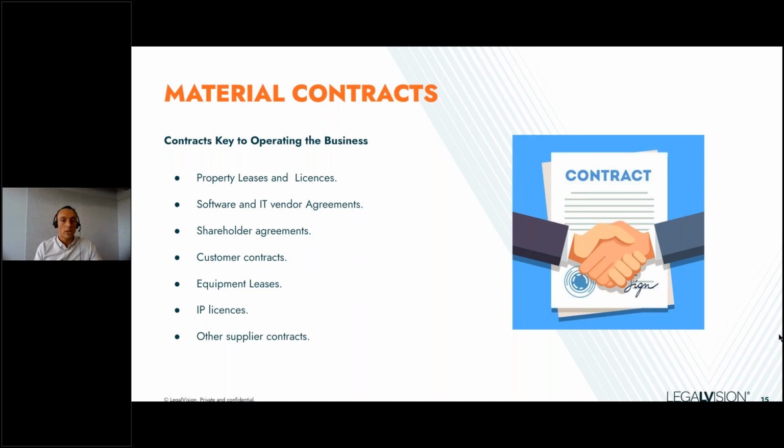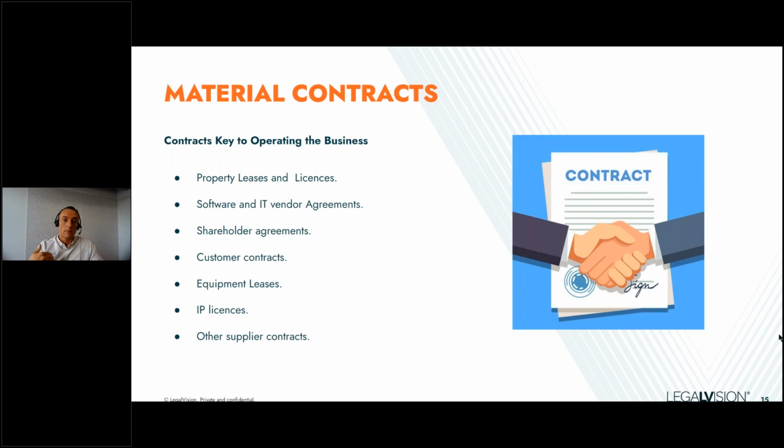Looking through real property leases and licenses for business premises, looking through equipment leases. There might be a number of items of equipment that either the business hires itself in order to operate, or that it leases to other people as part of its income.